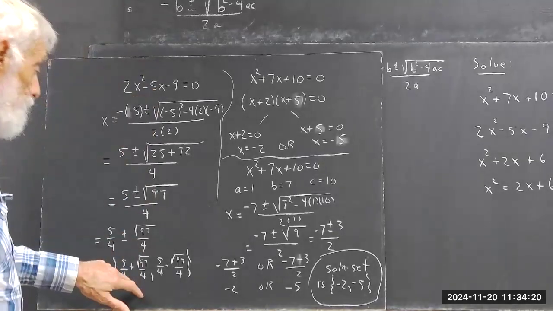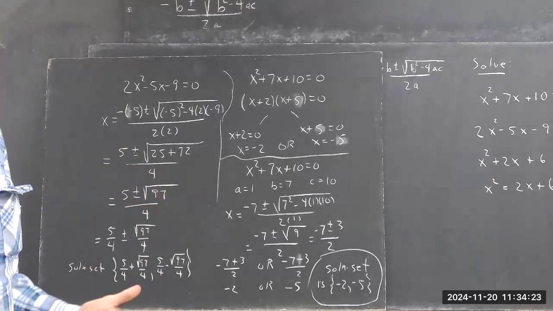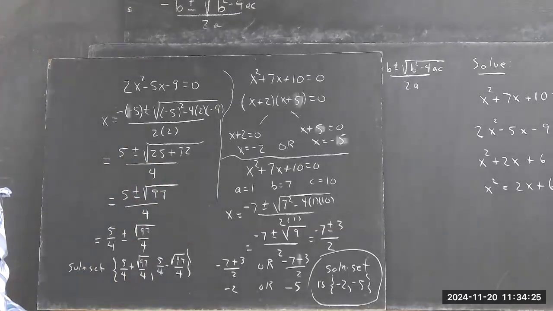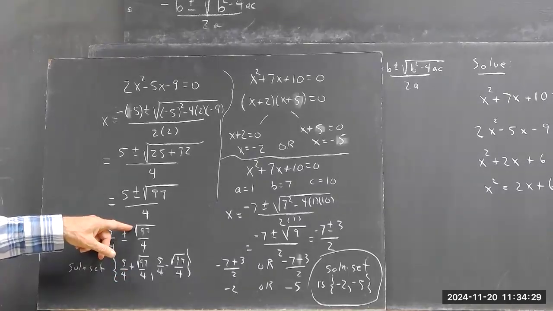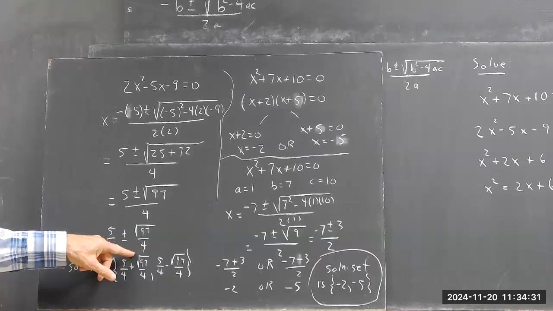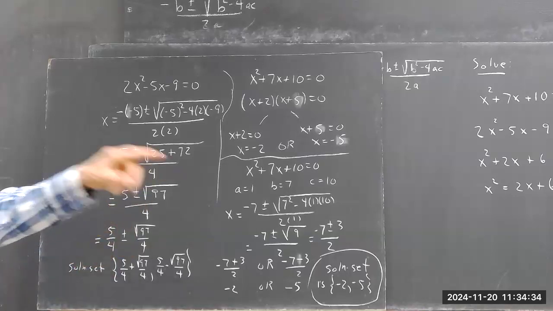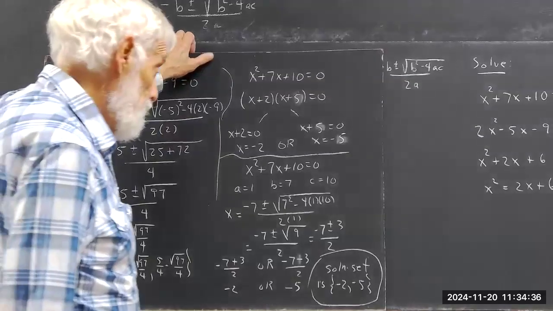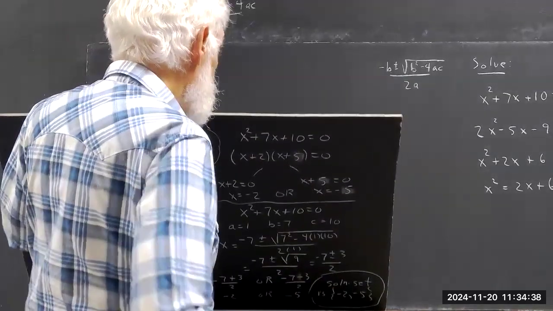So that's really it when you have a quadratic equation, except that there are a few little details. You can't simplify the square root of 97 over 4. But I think we're going to run into one here that you can simplify. So let's see how that could work out.